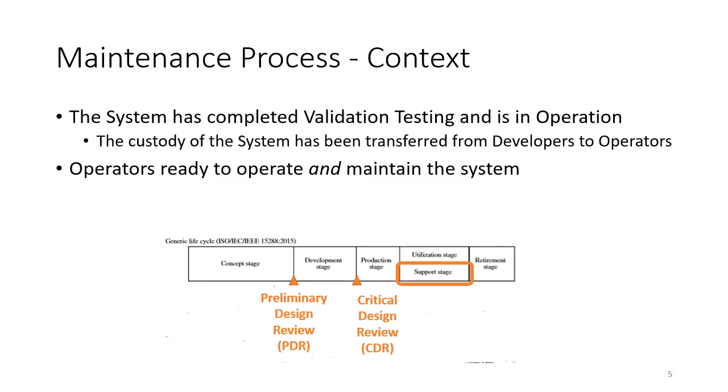To put things in the context of the system's life cycle, the maintenance process, also known as the support stage, runs in parallel with the utilization stage. So the system has been validated and now it's in operation or in utilization. It's owned and the responsibility is that of the operators. And while the operators are performing services using the system, it has to be maintained or supported. And that's what this process is about.